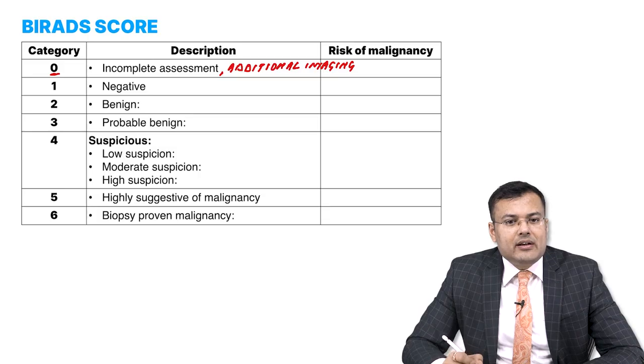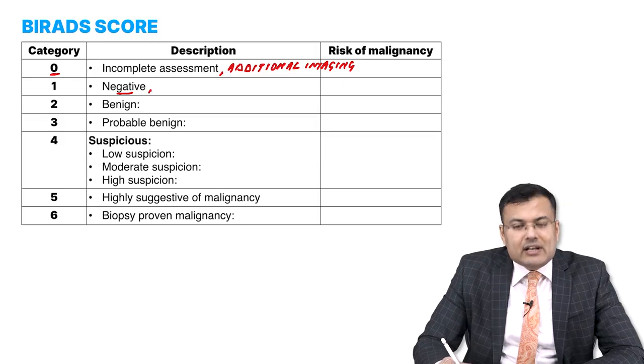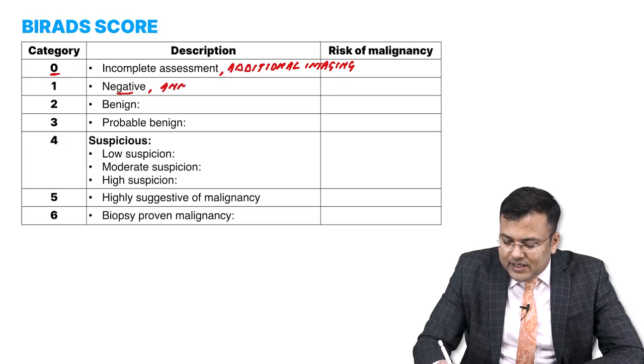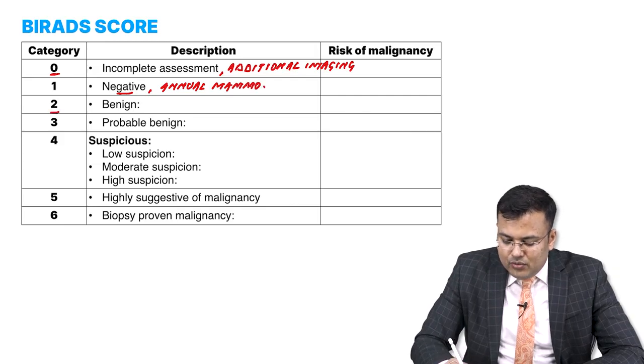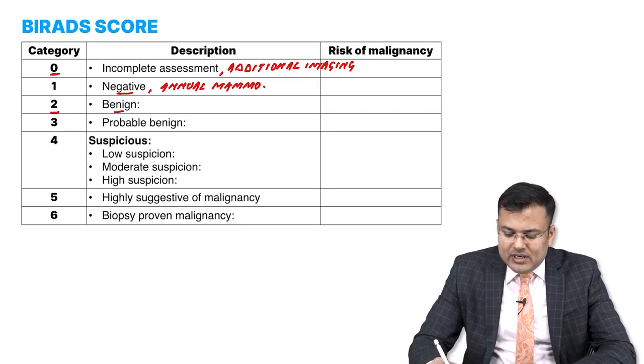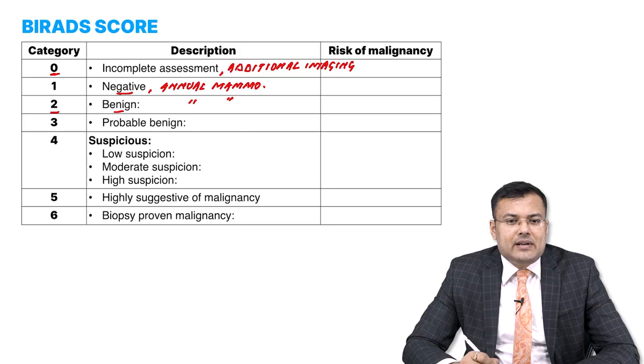Category 1 is negative. What advice should be given to the patient? Come next year. Annual mammography is recommended. Category 2, benign disorders like fibroadenoma are included. Even if it's benign, what advice should be given? Come next year. Annual mammography is recommended.